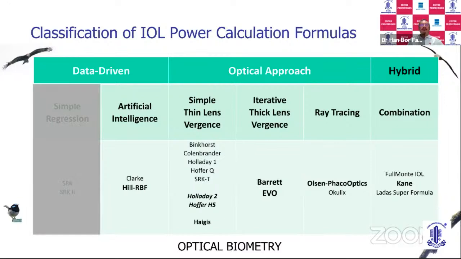What is clear is that a simple regression formula should not be used at all now. And the simple thin lens version is obviously on its way out. If you have optical biometry and you don't have the formulas integrated in your biometer, you can go online. You can use the RBF, the Evo, the Barrett, as well as the Kane online. Of course, some of these formulas are integrated, such as Olsen in the PhacoOptics, with the topographer or tomographer, and the Oculix as well.